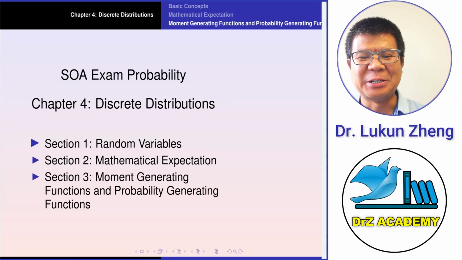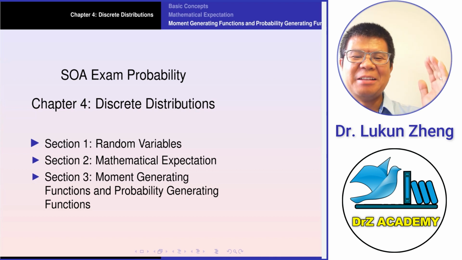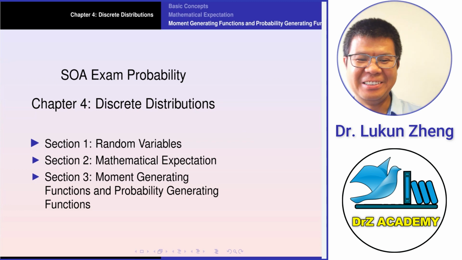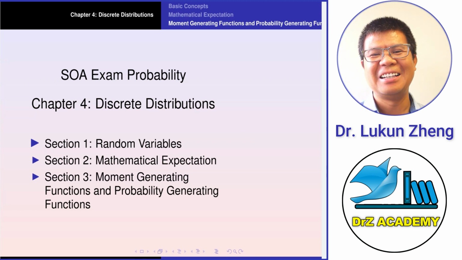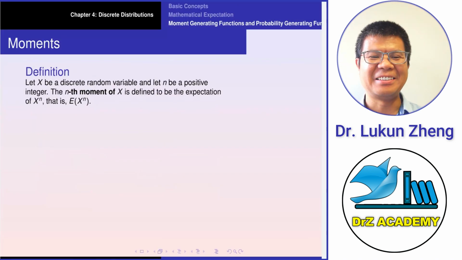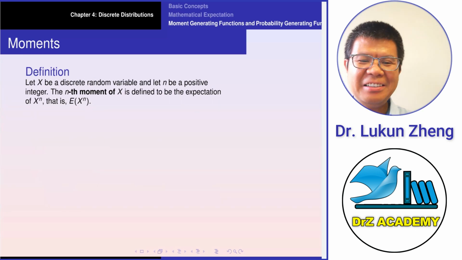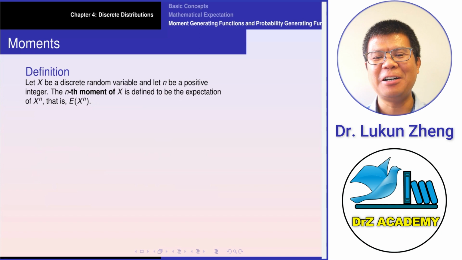In today's video, we're going to move on to the next section, moment generating function and probability generating function. Alright, so let's start. Firstly, let's consider this definition. Let X be a discrete random variable, and let n be a positive integer. Then the nth moment of X is defined to be what?